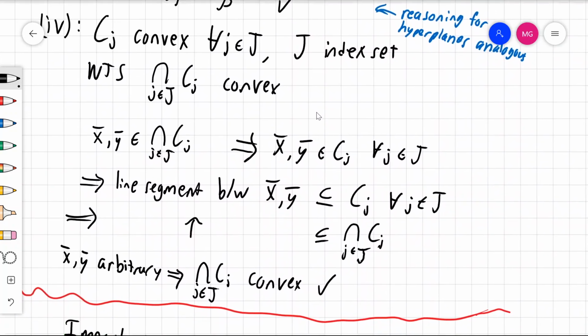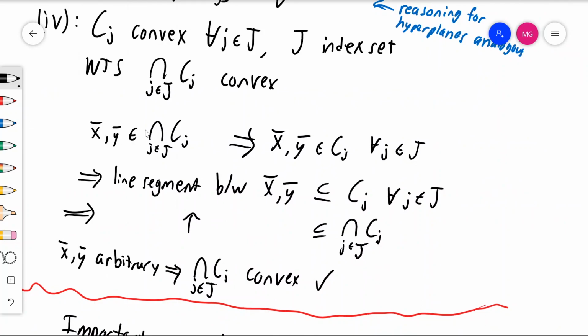So again, it just goes by definition. I start with two points, x bar and y bar, in this intersection. And I want to show that the line segment between x bar and y bar is also in this intersection completely. If these two points are in the intersection of all these convex sets, then that means that they're in each of the individual convex sets, Cj, for every j in J. That's what it means to be in the intersection.